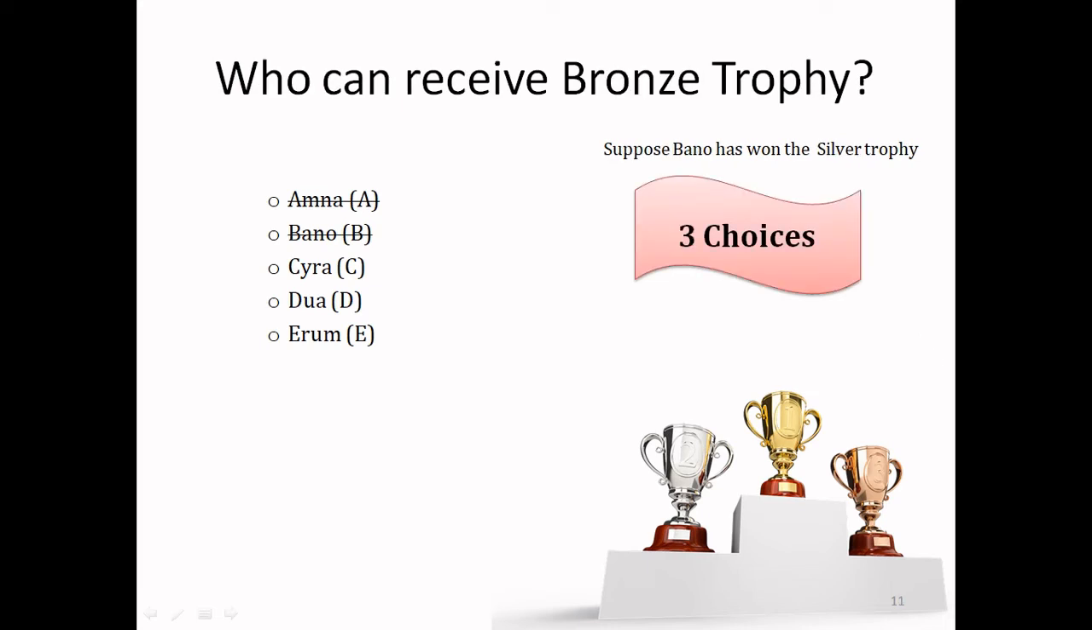Now suppose that Banu has won the silver trophy. Again, I want to make clear that we are not restricting it to any one person. Just to make this example clear to all of you, I have cancelled Banu over here. So 2 persons are gone and now we are left with 3 people, and we have to decide from Saira, Dua and Iram who can win the bronze trophy. So we are basically left with 3 choices over here.